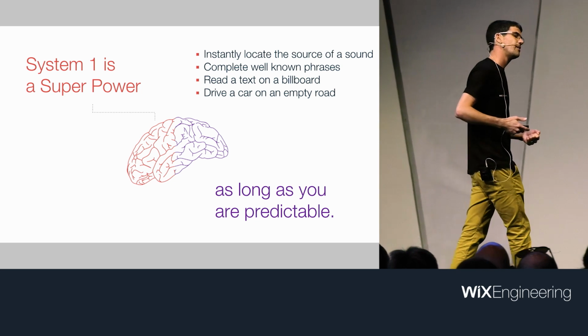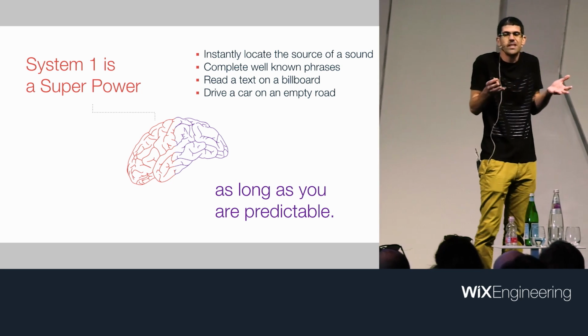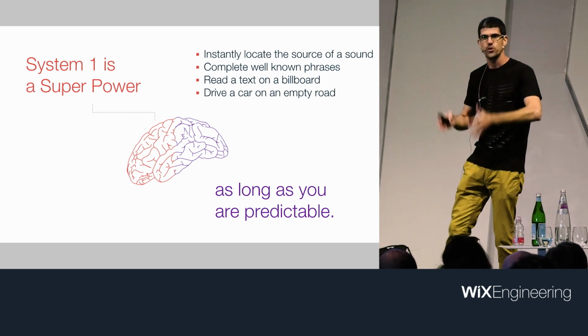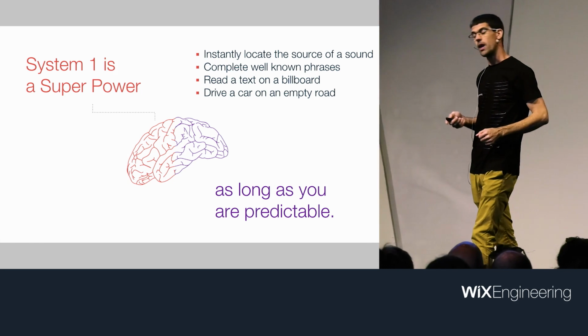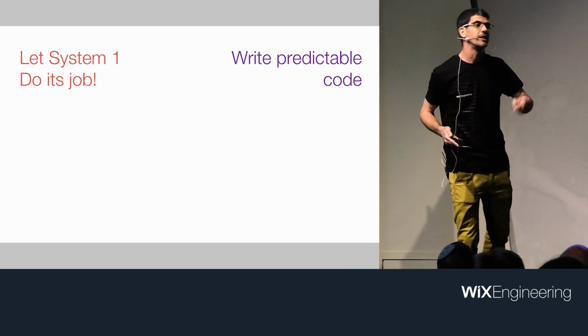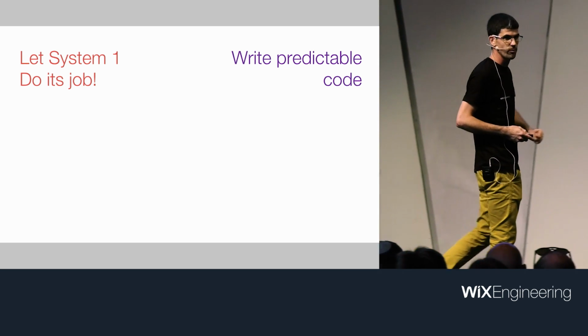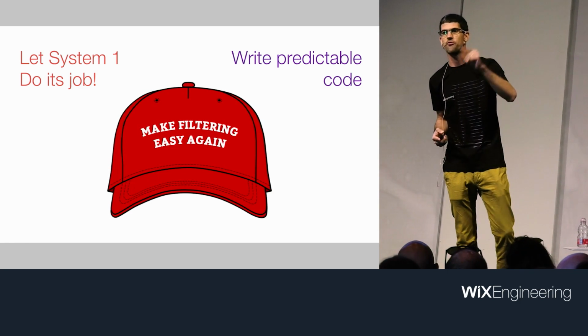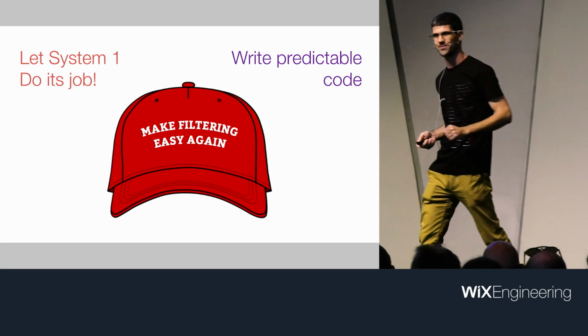And that's why you should take advantage of this. It can do all this only as long as you are predictable. And that's why I say, let System 1 do its job. Write predictable code. Make filtering easy again.